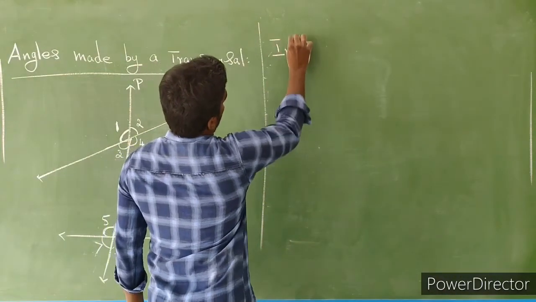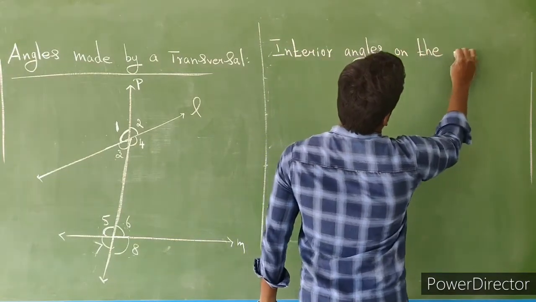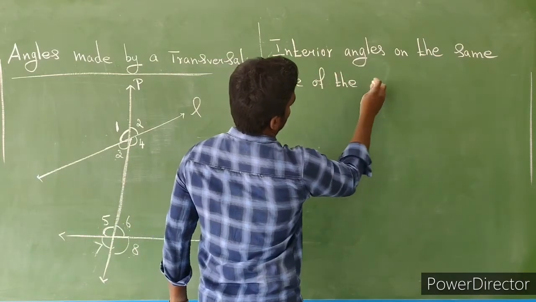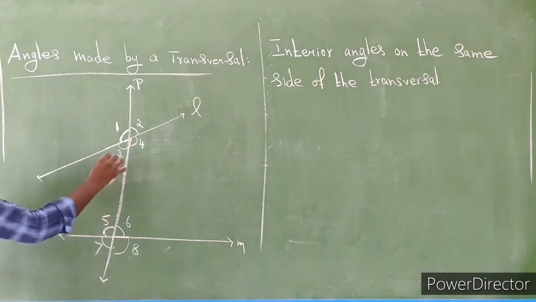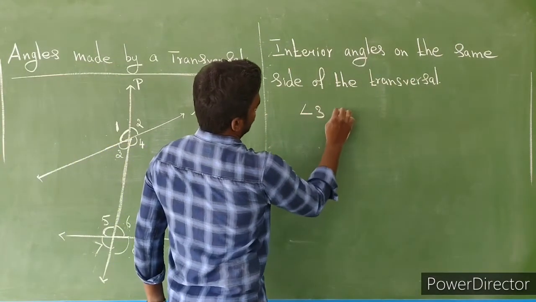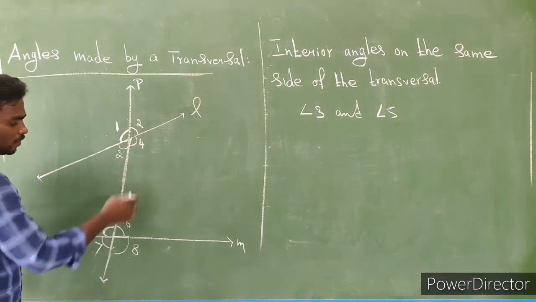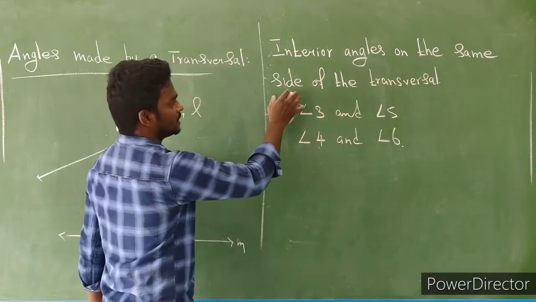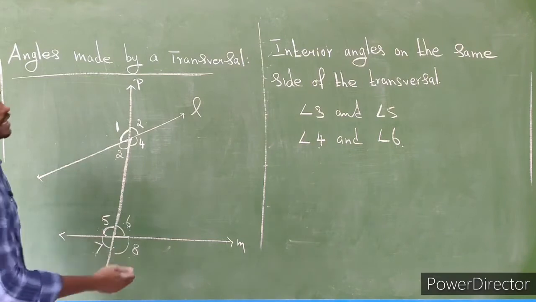Next one, interior angles on the same side of the transversal. Same side of the transversal is 3 and 5. 3 and 5 are interior angles on the same side of the transversal. What is next? Angle 4 and 6. These angles are called interior angles on the same side of the transversal. So 3 and 5, 4 and 6 are interior angles on the same side of the transversal line.